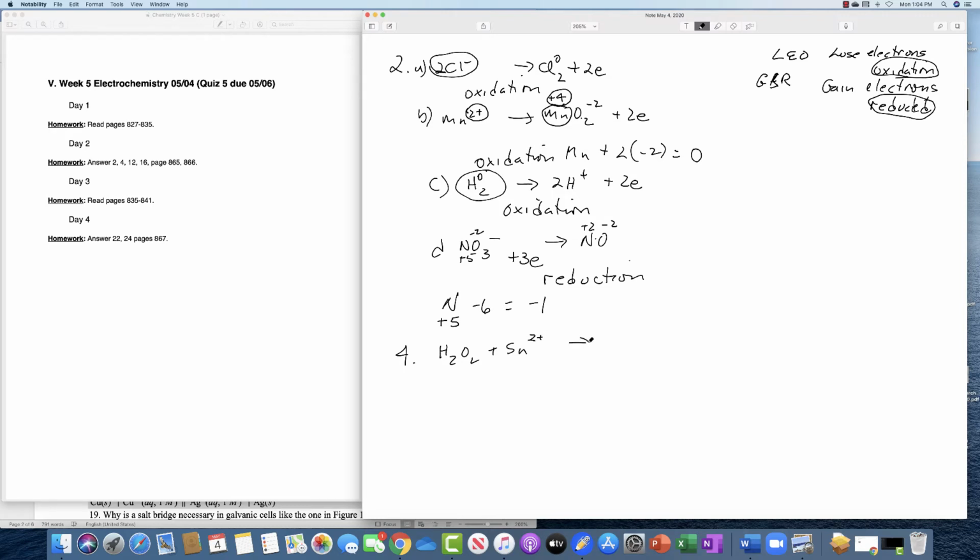So here's the first equation, put A. We have peroxide goes to water, and Sn2+ ion goes to Sn4+ ion plus water. So the first half reaction is Sn2+ goes to Sn4+ plus 2 electrons.